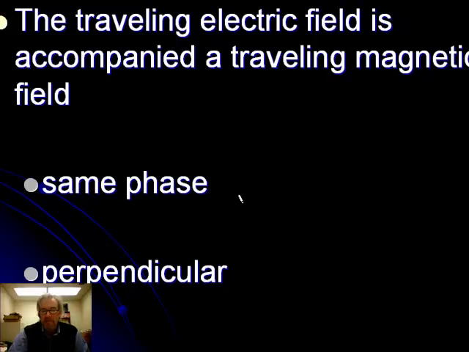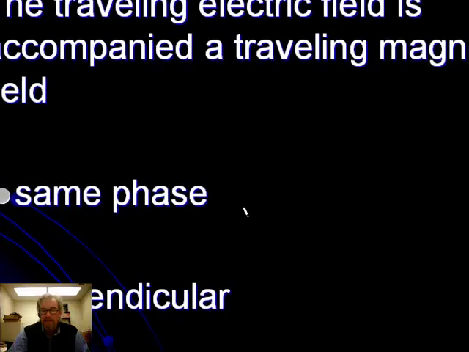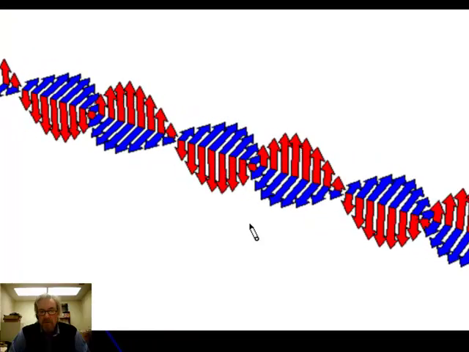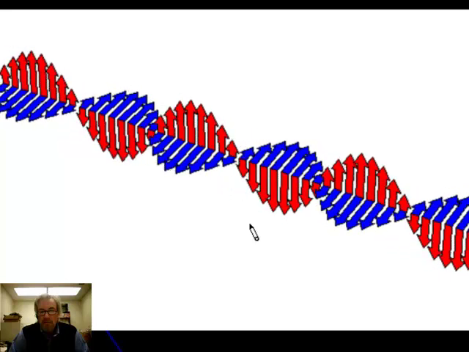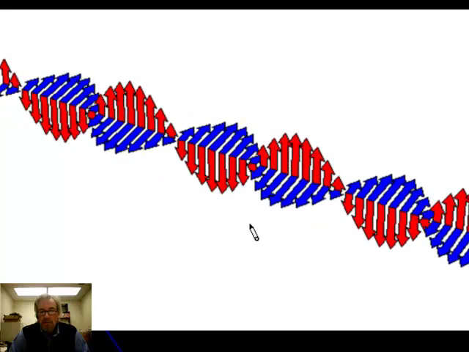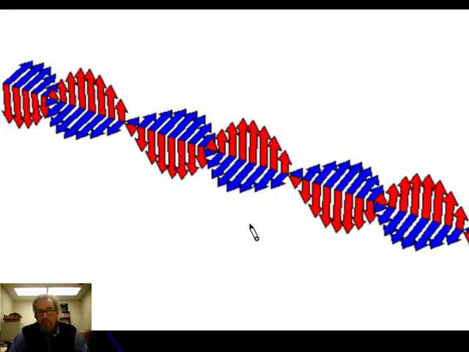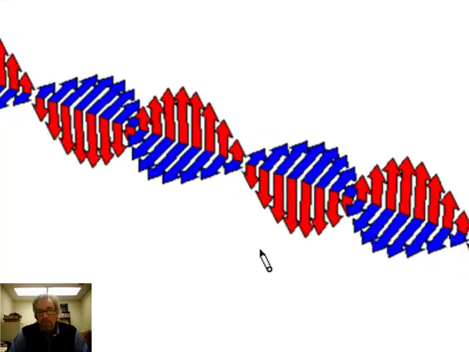So this is a sort of an illustration of what these invisible electromagnetic waves would look like. Imagine that the red arrows represent a changing electrical field that's moving through space, and the blue arrows represent a perpendicular change in the magnetic field that's moving through space in the same phase but perpendicular.